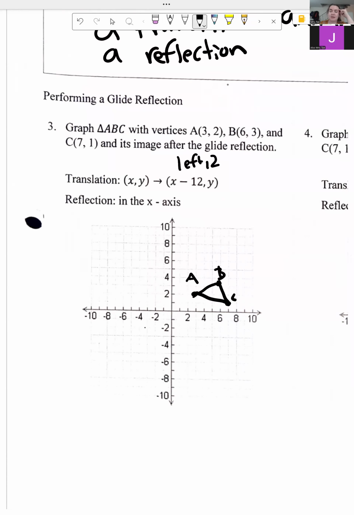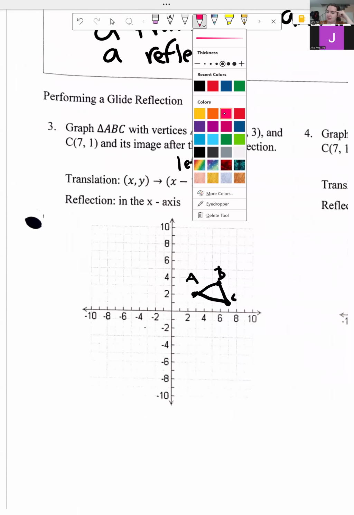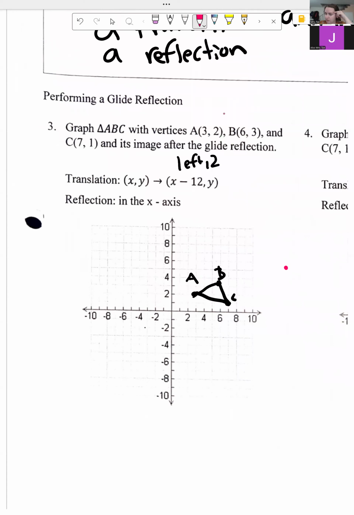And when nothing is happening to the y, we're not moving up or down. We're just strictly moving to the left 12. Okay, so we're going to graph this translation first. So A is going to move over 12. I'm going to go 1, 2, 3. And then 1, 2, 3, 4, 5, 6, 7, 8, 9. Like right there. Oh, I accidentally scooted up. Sorry.